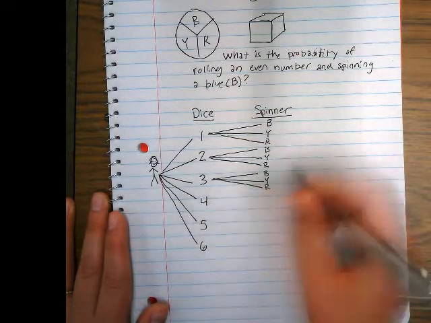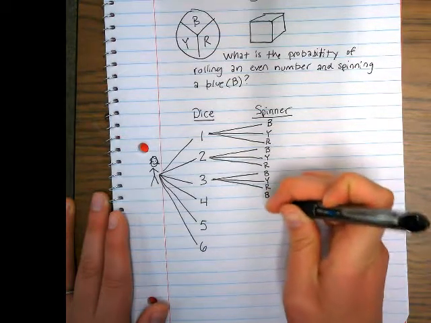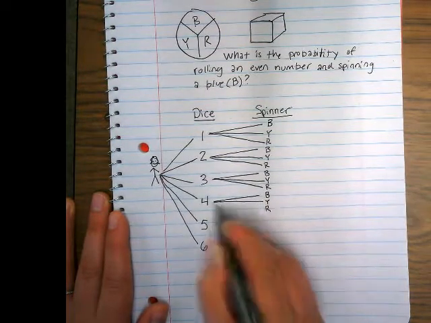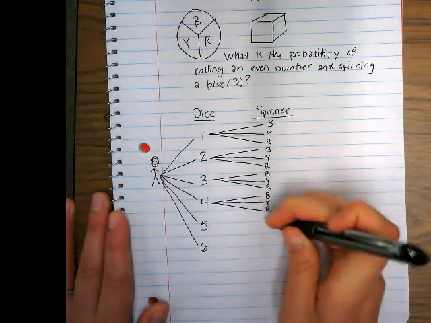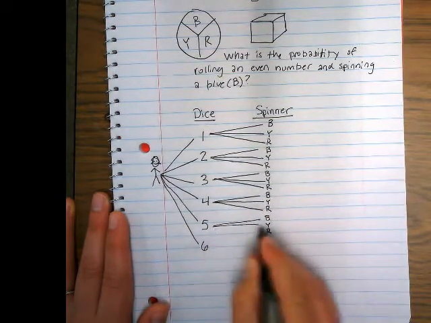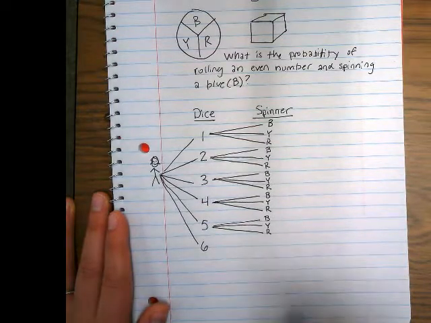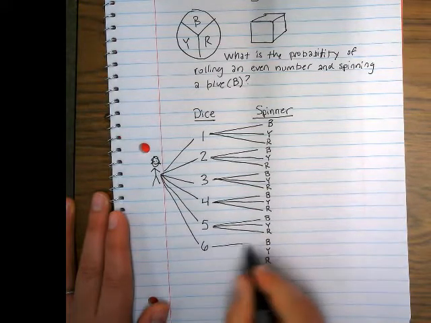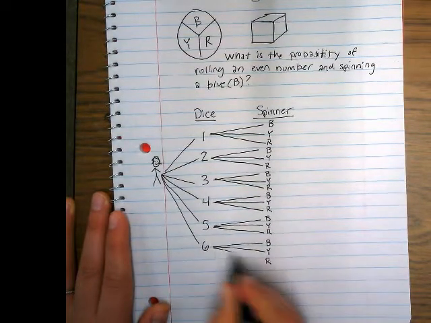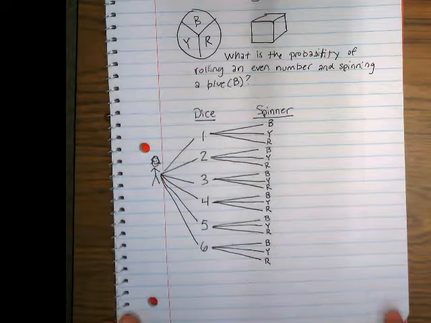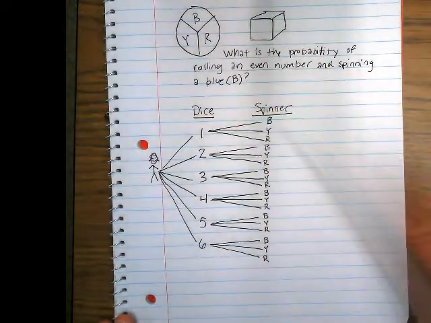And let's take a look. If I'd gotten a 4 first, I could have gotten 4 then a blue, 4 then a yellow, and 4 then a red. For 5, same thing: 5 blue, 5 yellow, 5 red. And last but not least, if I had gotten a 6, I could have gotten a 6 and a blue, 6 and a yellow, and 6 and a red. So these are all of the possible outcomes that I could have had from rolling the die and spinning this spinner.